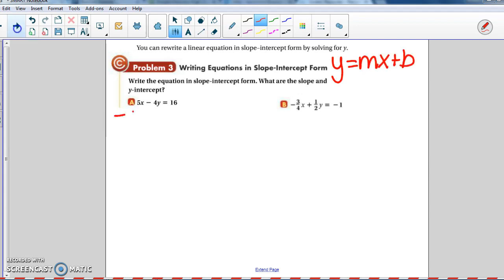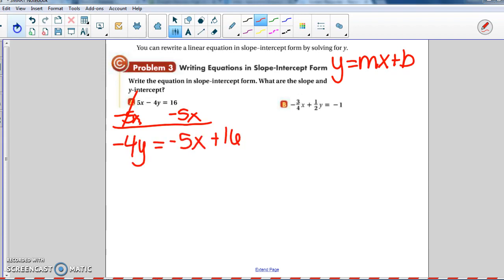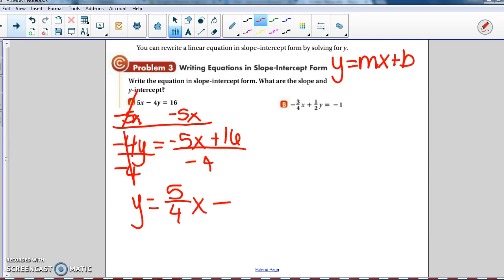I want y by itself, so I'm going to subtract 5x. Negative 4y is equal to negative 5x plus 16. Divide by negative 4. Y is equal to, I want to divide that 4 into both terms, so negative 5 divided by negative 4 is 5/4 x minus 16 divided by negative 4, which is negative 4.